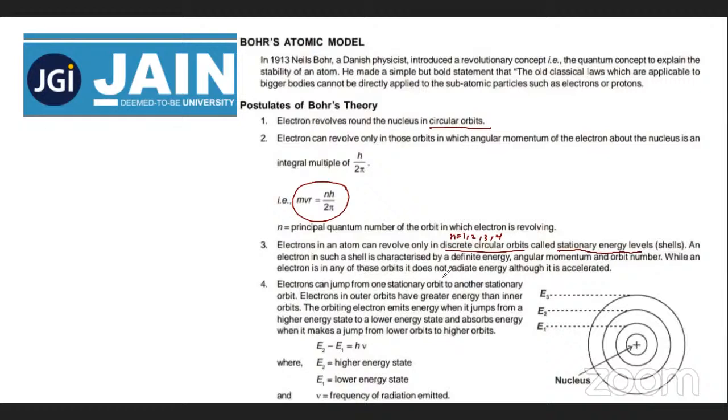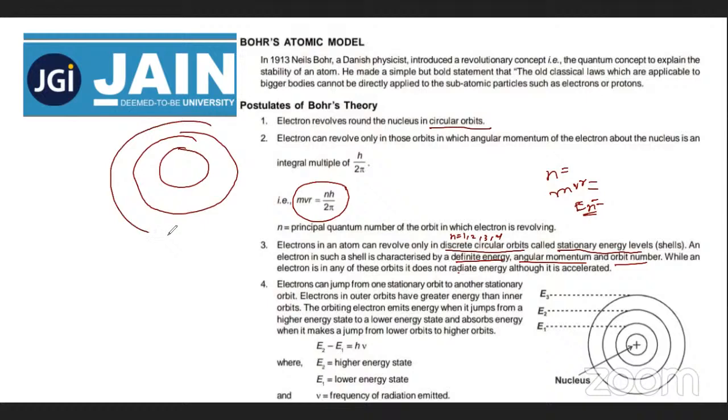An electron in such a shell is characterized by definite energy, angular momentum, and orbit number. Orbit number means the n value will be there, the MVR value will be there, and they'll have an energy for this, which is known as En. We'll see how to calculate En in further slides. While an electron is in this orbit, it does not radiate energy, although it is accelerated. So it will be, if it is moving in the prescribed shell.